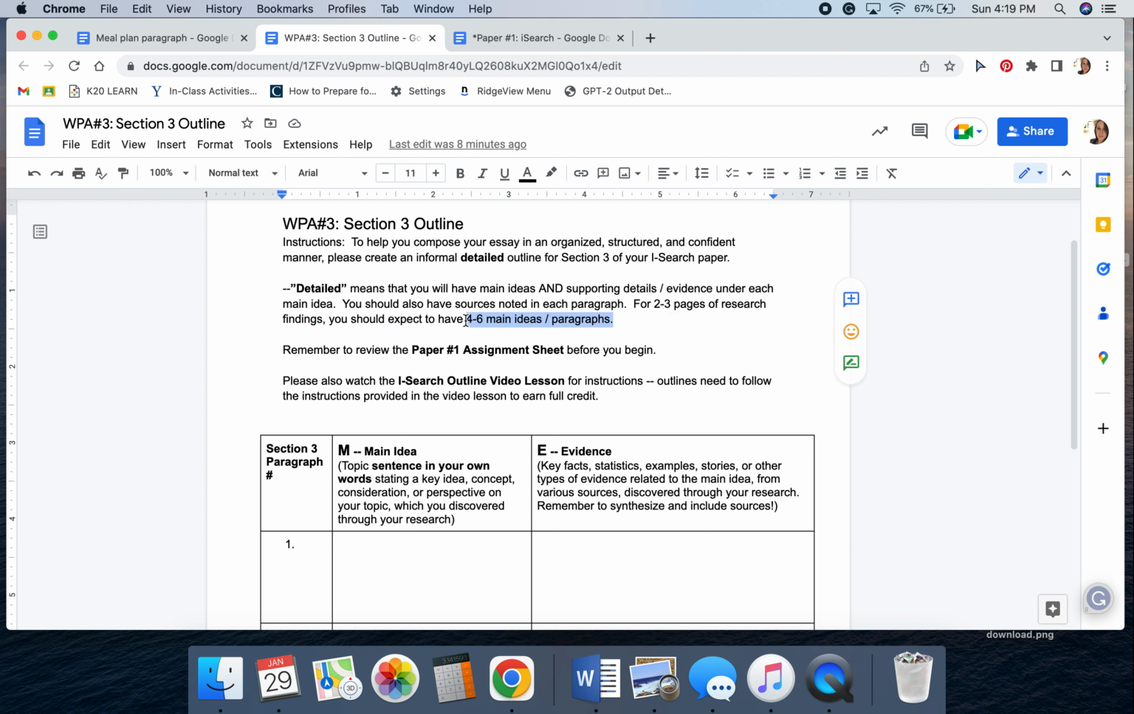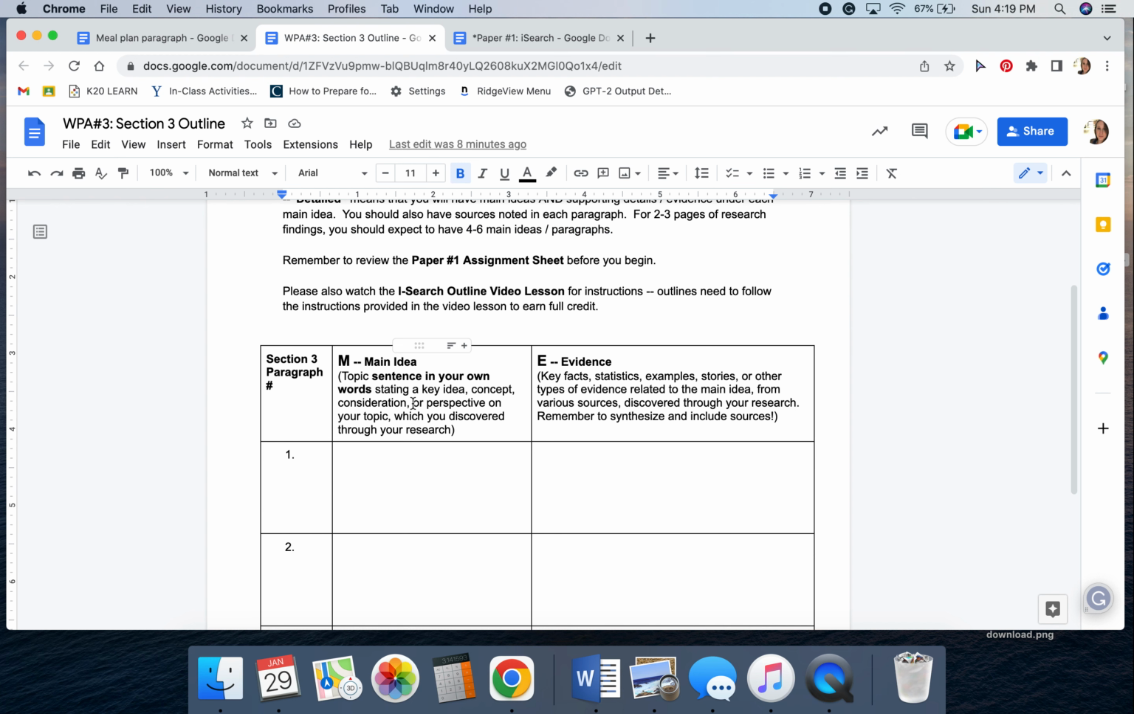And we want to be careful not to smush. We don't want to smush multiple main ideas into paragraphs. We really want to give space and time for each main idea in their own paragraph. Now, keep in mind, those main ideas could be a key idea, a key concept, a key consideration, a key perspective. So maybe somebody offered a different perspective. That could be its own paragraph as well.